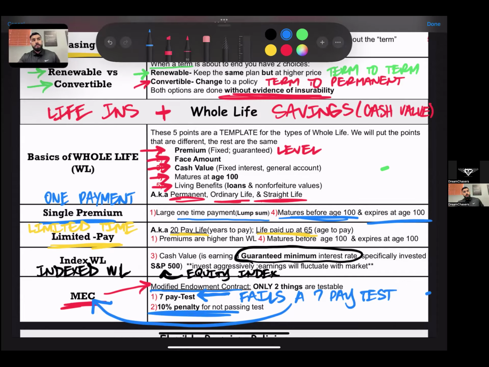So on the test, if you see MEC, typically the answer will be it failed a 7-pay test. Or in the question, it says it fails a 7-pay test. What is it considered? It is considered an MEC, right? A modified endowment contract now. Okay, perfect.